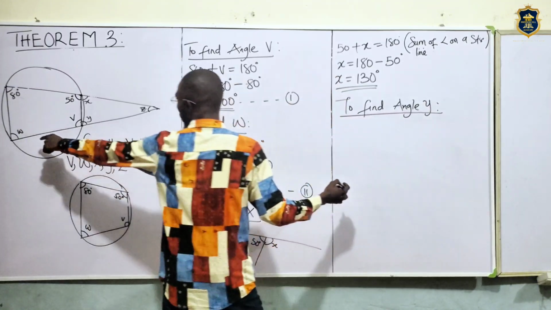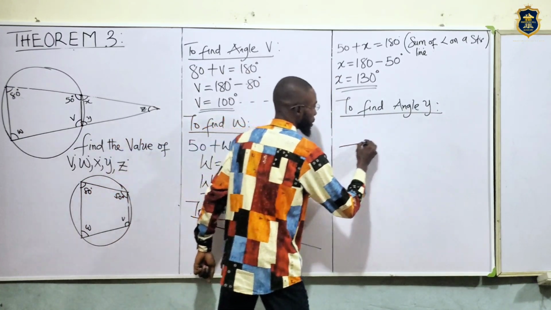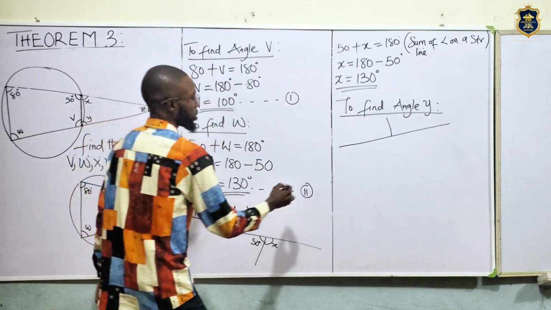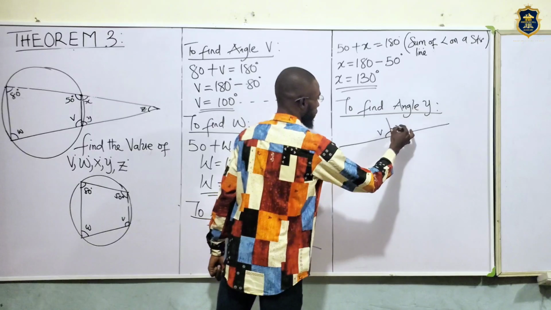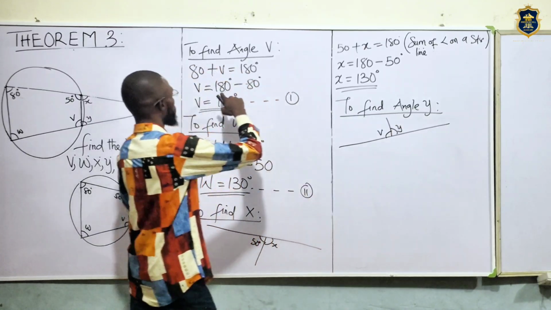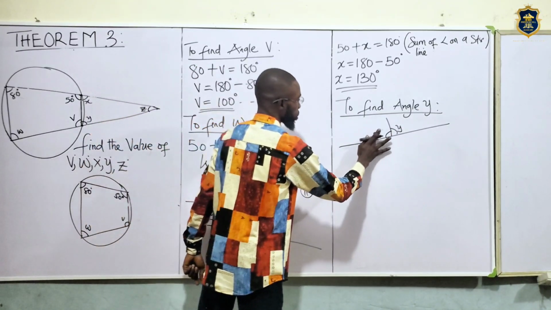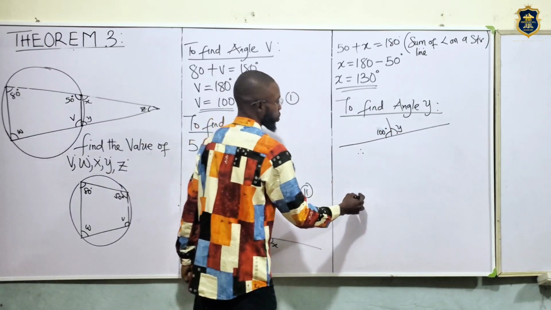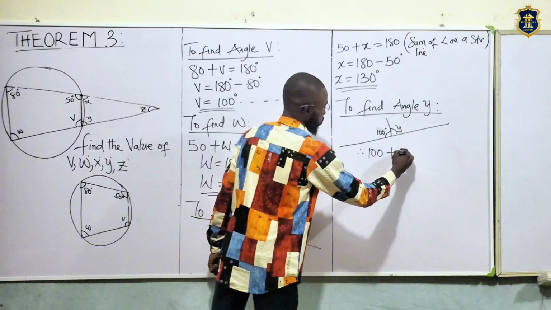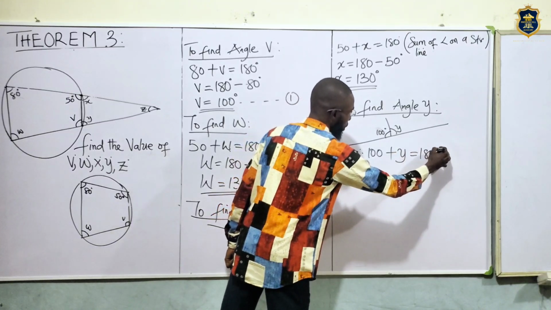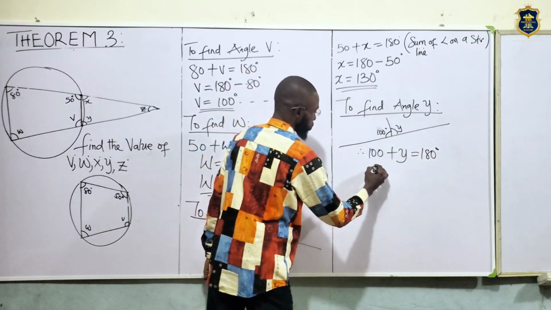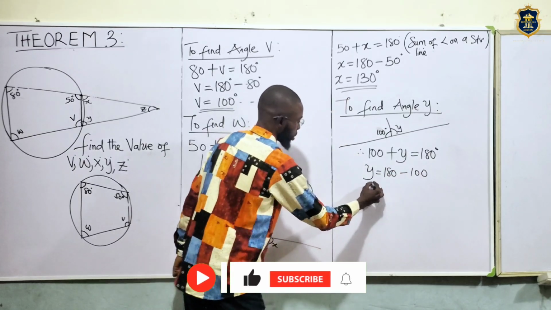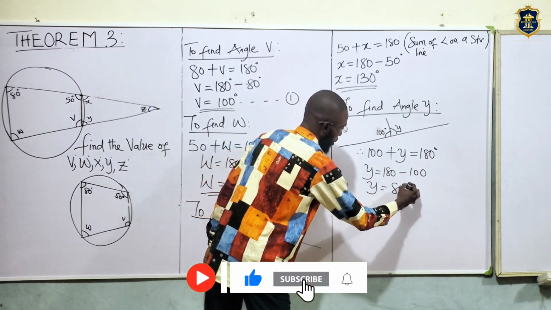let's draw it for better understanding. Angle Y is looking like this, with a line demarcating it, but it's on a straight line. We have angle V here and we have angle Y here. But we know that angle V is 100, so we can replace it with our 100 degrees there. So the sum of angles on a straight line becomes 100 plus Y equals 180 degrees. So Y becomes 180 minus 100, and Y becomes simply 80 degrees.